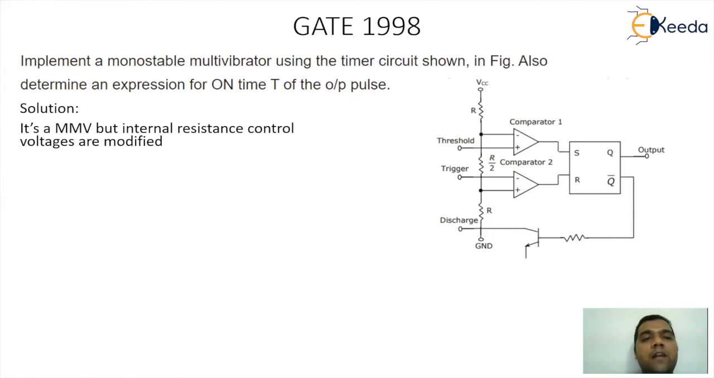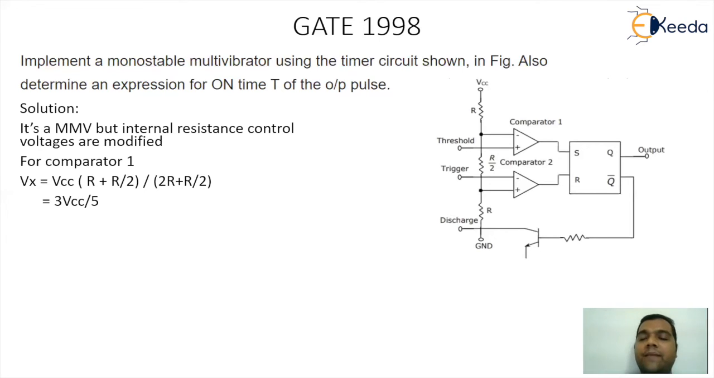It's a monostable multivibrator circuitry. For comparator 1, the value is Vx, which is going to be VCC into (R plus R by 2) divided by (2R plus R by 2). So this will be the controlling voltage for the upper comparator, which is going to be 3 by 5 times VCC, or 3 VCC by 5.